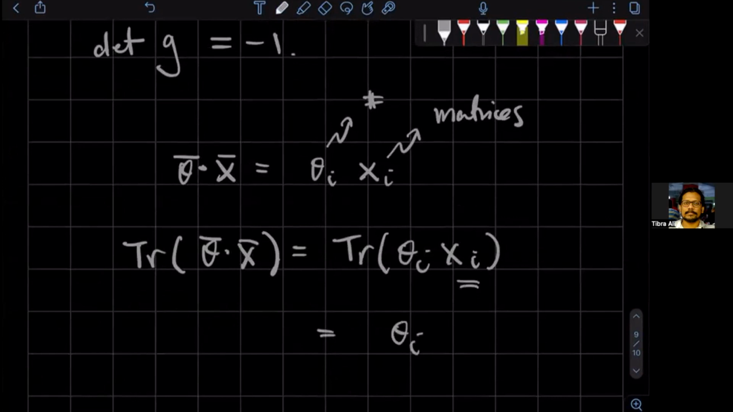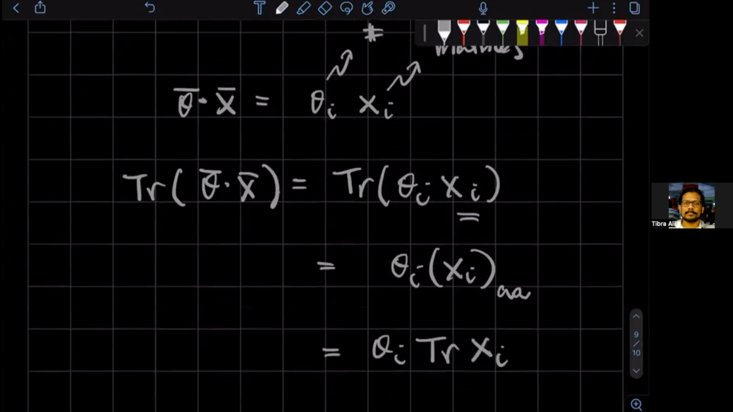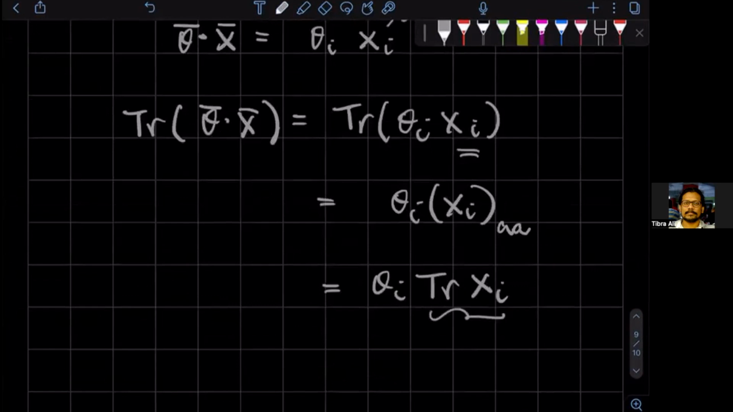but the matrix is just this thing, right? So this is theta i, the matrix x i. We are summing over, say, the AA component, right? That's what trace is, right? So this is theta i trace of x i, right? And therefore we can, if we think of this as a set, this is basically what I've written as theta dot. I should really write this as theta i x i, not theta dot trace of x. Maybe that would make it clearer.